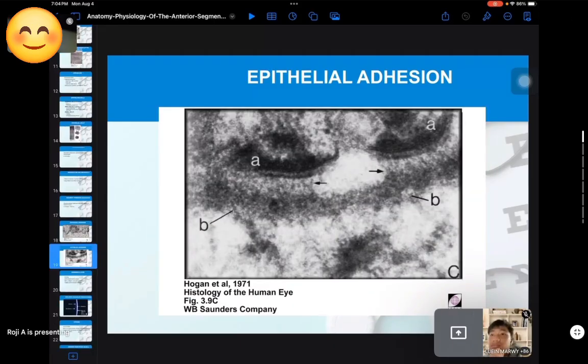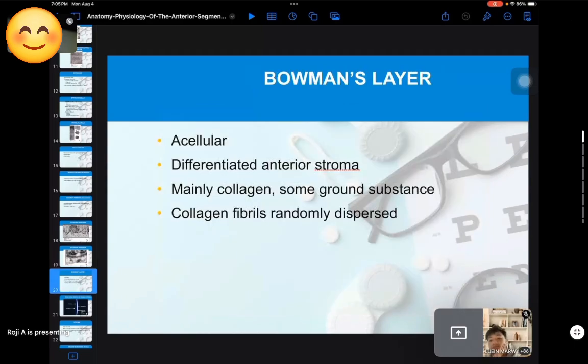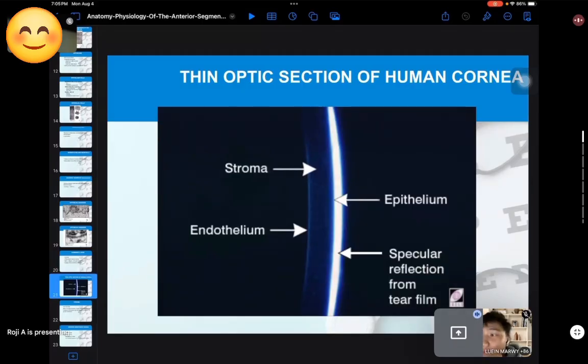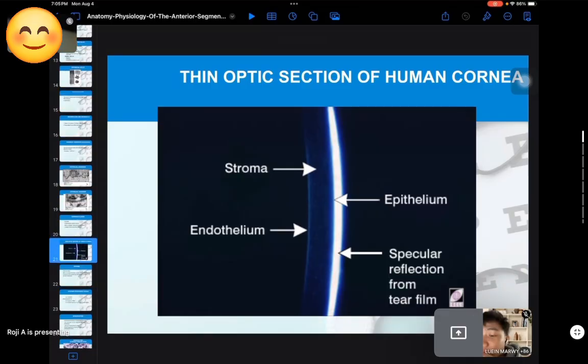Okay, so there's an adhesion. The Bowman's layer is next, an acellular differential of the anterior stroma, mainly collagen with the GAG, which is the ground substance, plus randomly dispersed collagen fibrils. So this is how it looks. You can see the epithelium in a specular reflection. You see there the corneal stroma being the biggest, and then the endothelium, the inner portion. And this is a thin optic section of a human cornea.